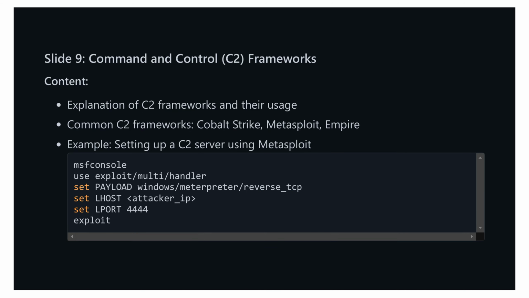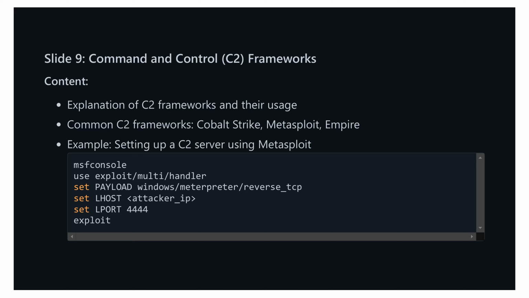Moving on from our discussion about how attackers leverage registry keys for persistence in Windows, let's delve into Command and Control, C2, frameworks in this slide. C2 frameworks are critical tools for attackers, facilitating remote control over compromised systems. Essentially, these frameworks allow attackers to issue commands, exfiltrate data, and maintain control over their malware. Several C2 frameworks are widely used in the industry. Some notable ones include Cobalt Strike, Metasploit, and Empire.